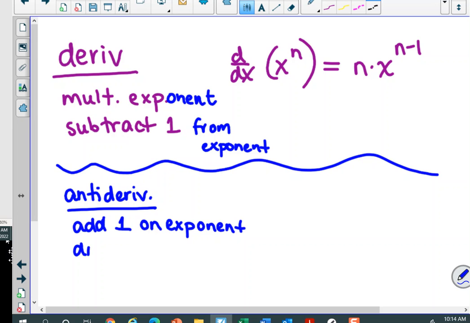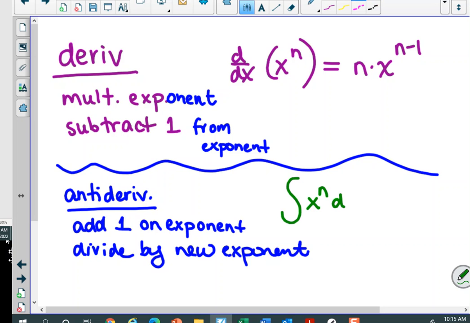And then I am going to divide by that new exponent. So the way that's going to look in symbols, when I take the antiderivative of x to the n, that's going to give me x to the n plus 1 divided by n plus 1 plus c.